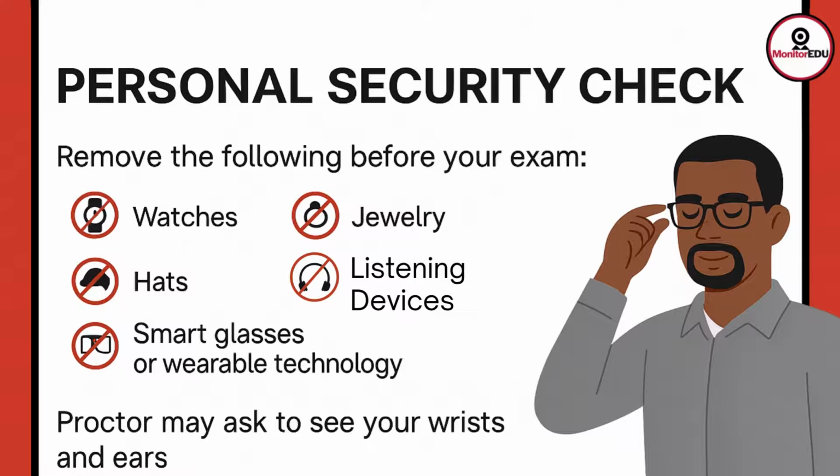Next, the proctor will perform a personal security check to ensure that you're not wearing any prohibited items. This includes watches of any kind, jewelry, headphones or listening devices, hats, or smart glasses. The proctor may ask you to show your wrist and ears to confirm you are not wearing any unauthorized items. They may also ask you to turn out your pockets. If you are wearing prescription glasses, you may be asked to hold them up to the camera for a closer inspection.